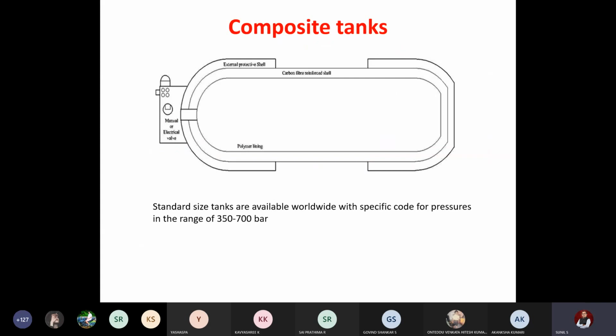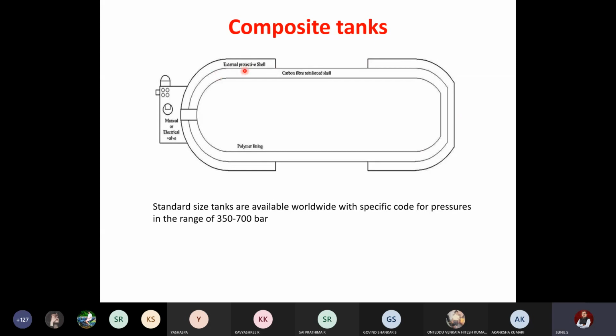So first we start with the composite tank. Just take down a rough sketch. There will be an inner carbon fiber shell. It is very strong. It will not allow the gas to leak. The lightweight nature also helps in easy shifting. And above that, at the corners, there will be an external protective shell. You can see here, this is a carbon fiber reinforced shell.